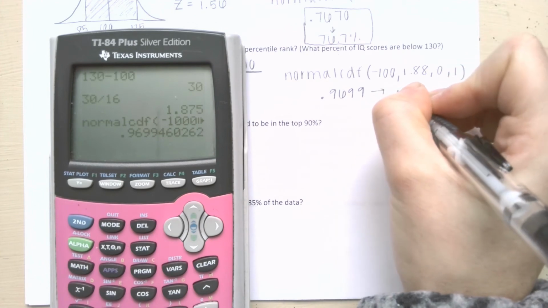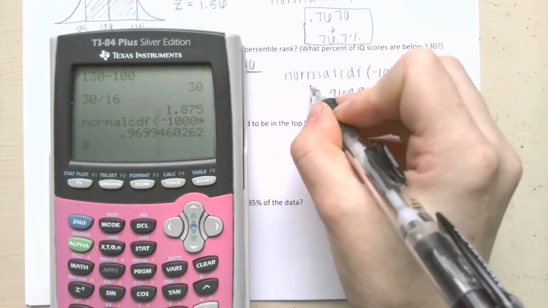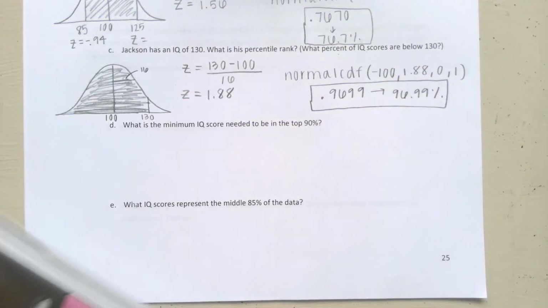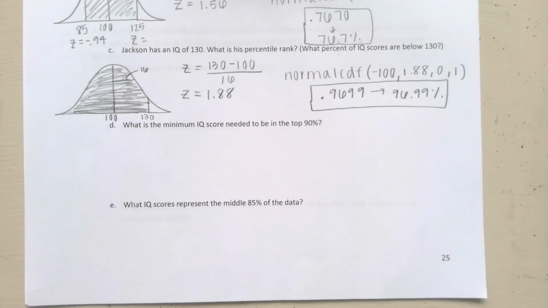.9699, which is a percentage, would be 96.99. So this leads me to believe that Jackson has a very high IQ score. His IQ score is better than around 97% of people.